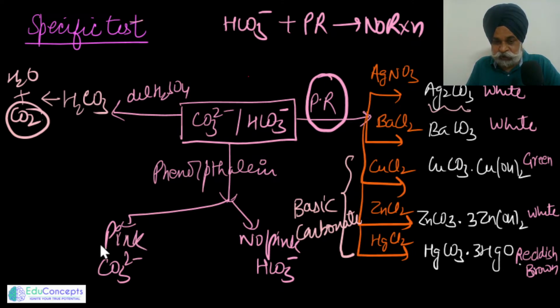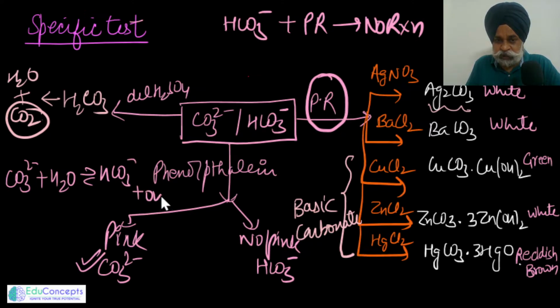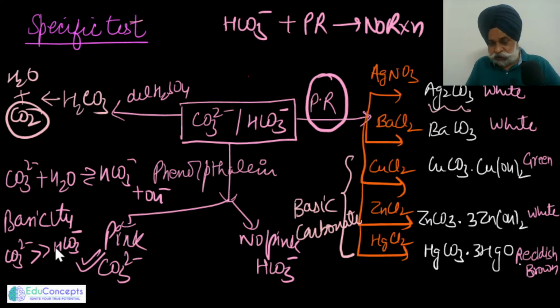So if pink color is coming, it means carbonate is there, simply because the carbonate ion hydrolyzes more and makes the solution more alkaline. If the pH is above 9 or 10, the intense pink color is evident with phenolphthalein. So the point is that the basicity of carbonate ion is more than that of bicarbonate. So the aqueous solution would be more alkaline and would give you intense pink color with phenolphthalein in the case of carbonate ion.